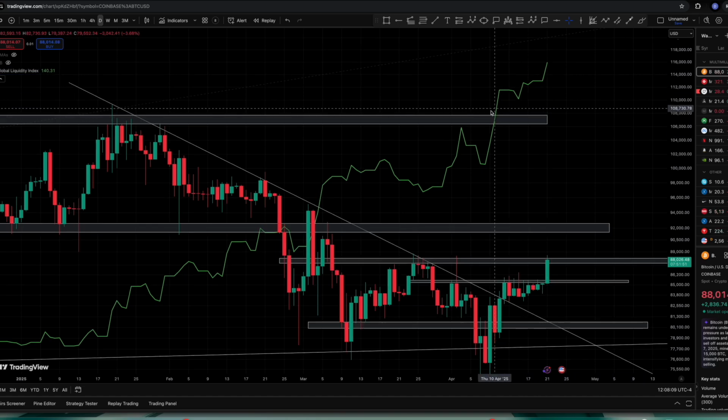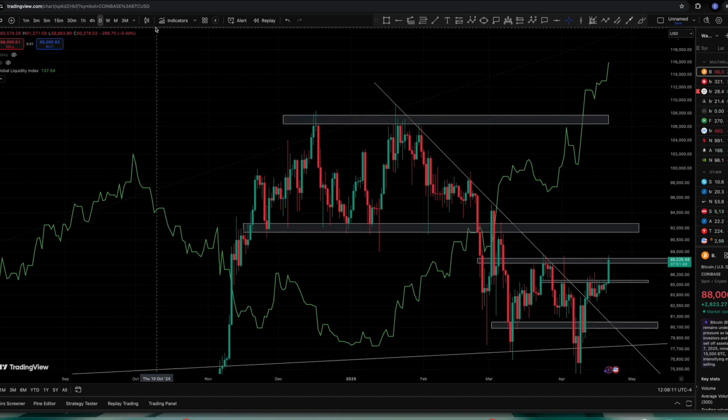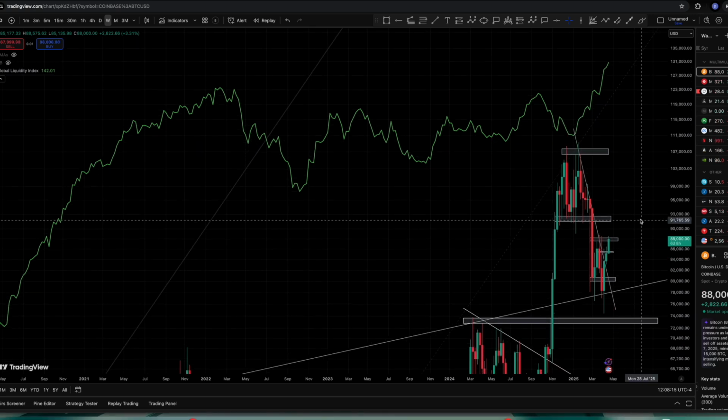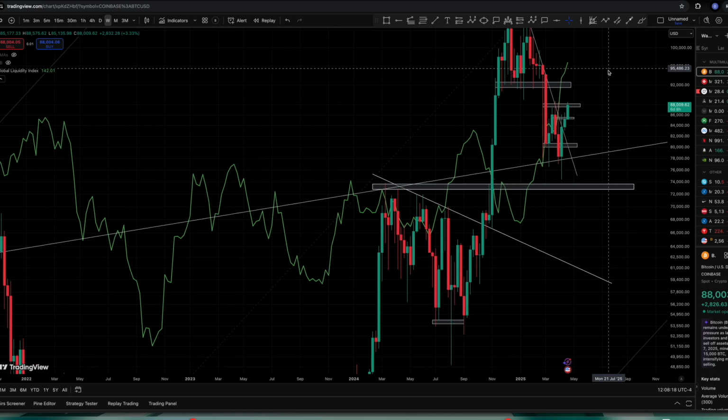But this move is starting to look very nice, and it looks like it's starting to play out as we spoke about, as a bunch of people. I'm not the only one that's been talking about this.